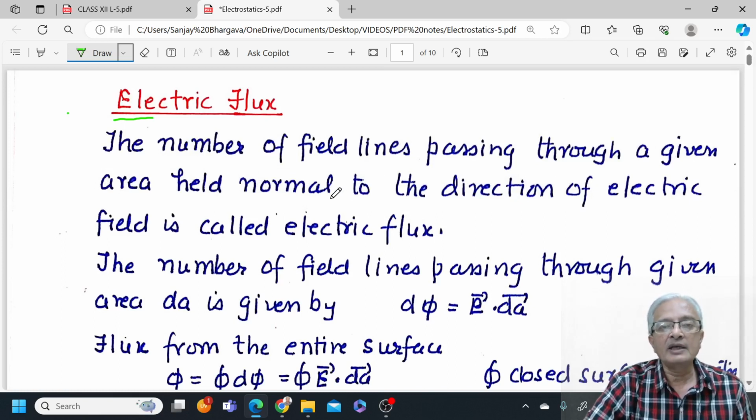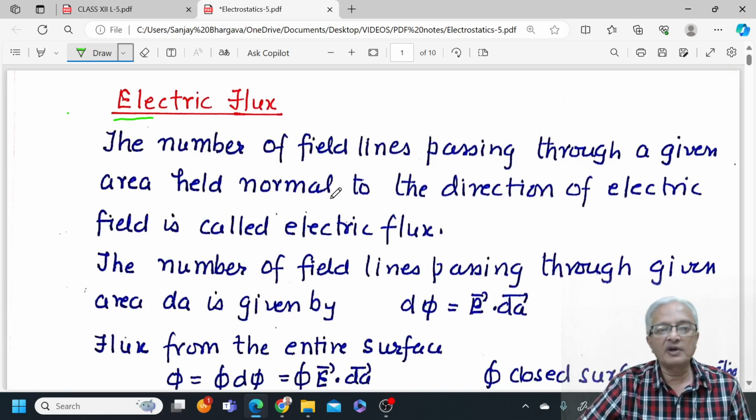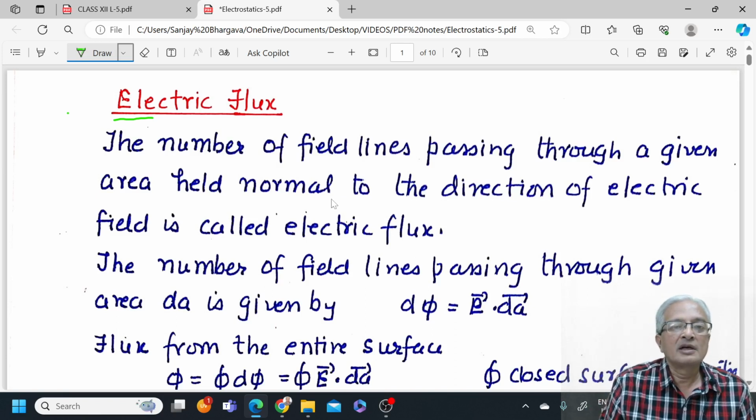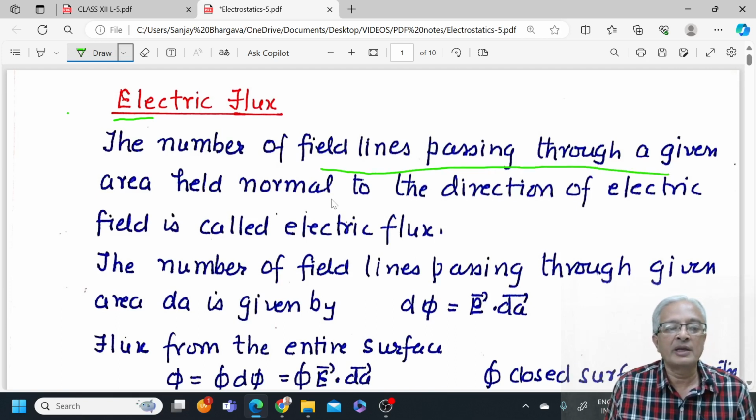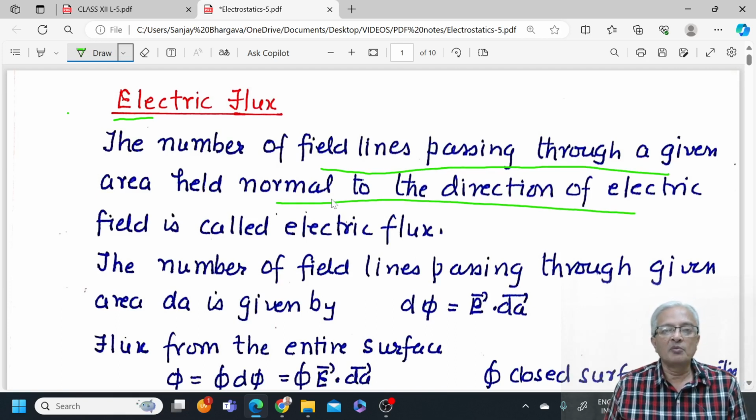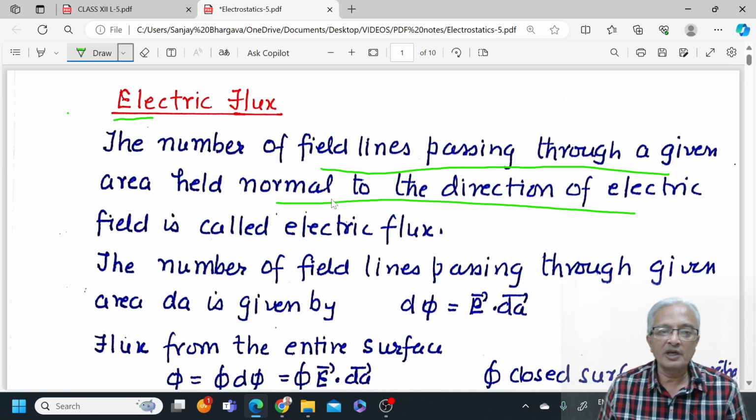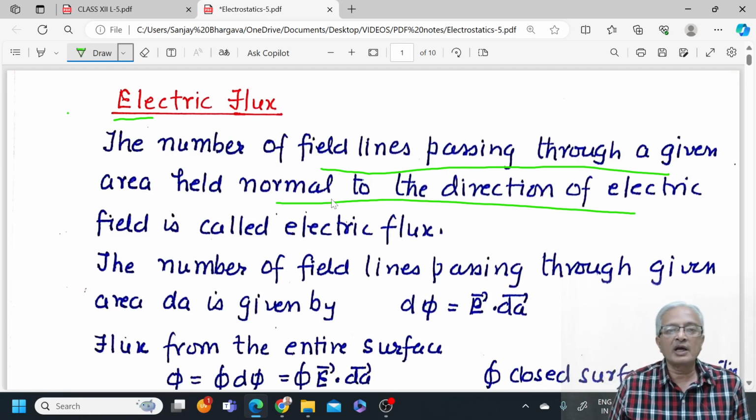How do we define electric flux? The electric flux is defined as the number of field lines passed through a given area held normal to the direction of electric field. So the number of field lines passing through a given area held normal to the direction of electric field would help us in defining electric flux.